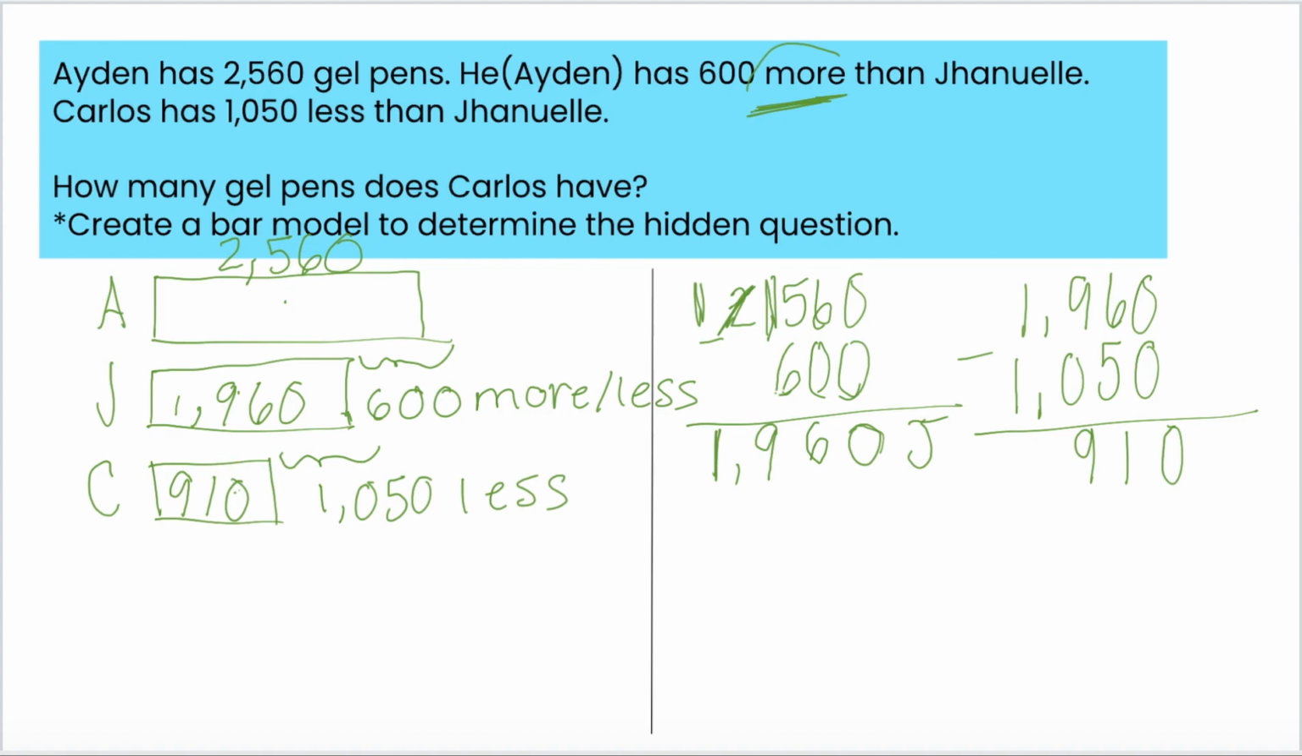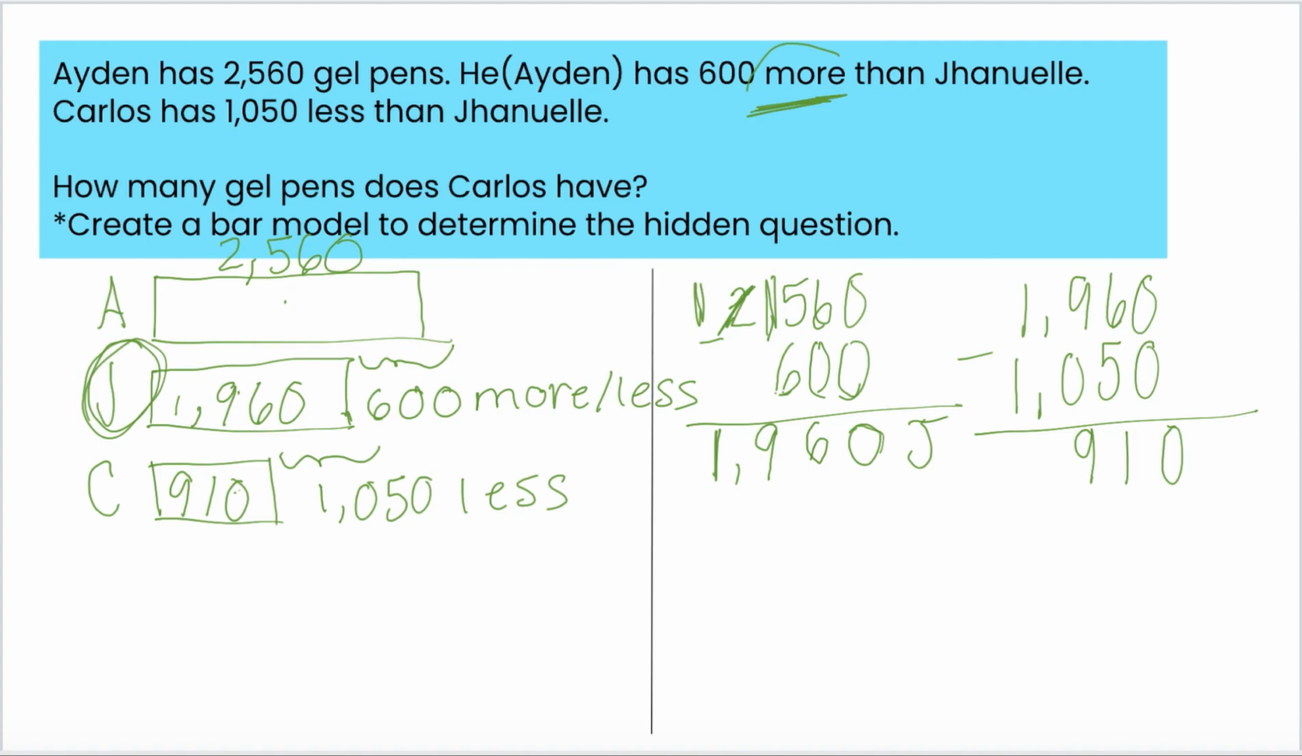All right, now let me look at the question. How many gel pens does Carlos have? I've already answered that question. And the hidden question here is that I needed to know Januel's amount before I could figure out how many pens Carlos has. I had to take all of those steps.